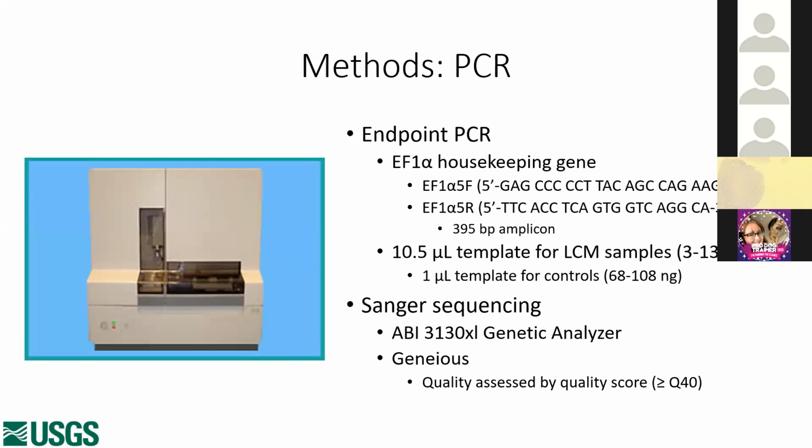For the LCM samples, I tried to use as much template as possible. So I used 10.5 microliters, which was the equivalent of 3 to 13.5 nanograms, which is fairly low, but it did work. For the controls, I was able to use a standard amount of template, only 1 microliter, which gave me 68 to 108 nanograms. And then I tested the samples with Sanger sequencing on an ABI 3130 genetic analyzer, and analyzed the sequences with Geneious. And I analyzed the quality of the sequences by assessing the Phred scores of Q40 or higher.